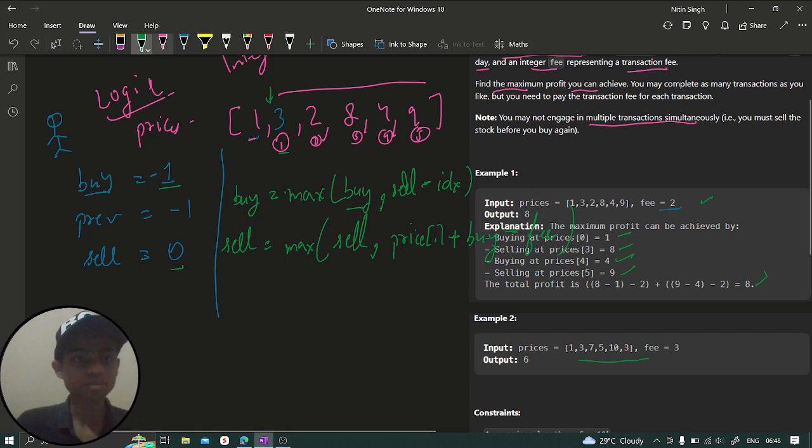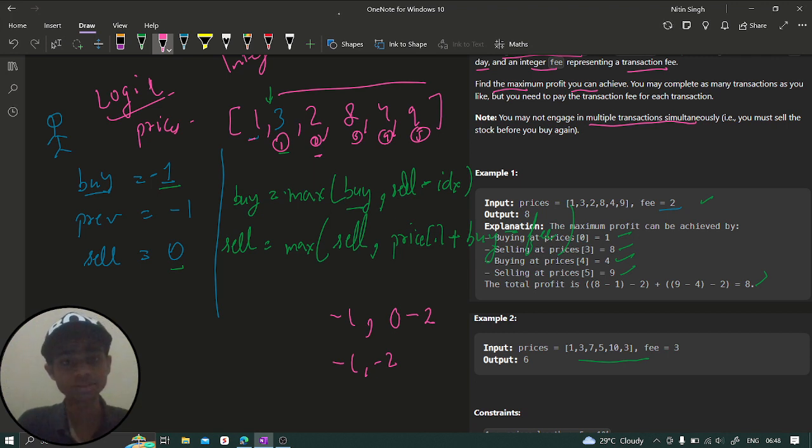So guys, on the next day, let's see what we are going to do. First of all, we calculate buy. Should we buy on this day rather than the previous day we bought? So let's check. Buy initially was -1 and sell is 0. 0 minus -2 gives us -2, and the maximum of -1 and -2 is -1 only. So we can't buy this, because we would get a bigger loss. We already have the lower cost stock from the previous day, so we are not going to buy it.